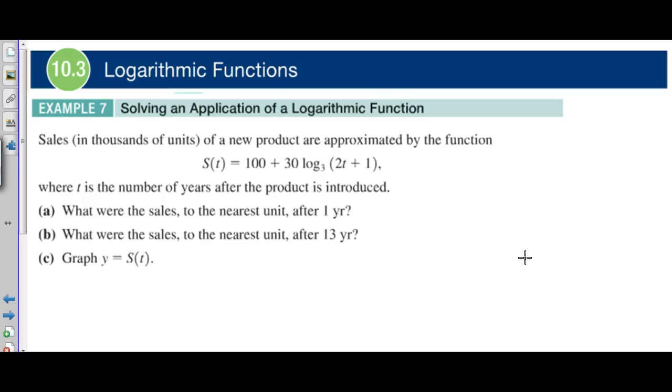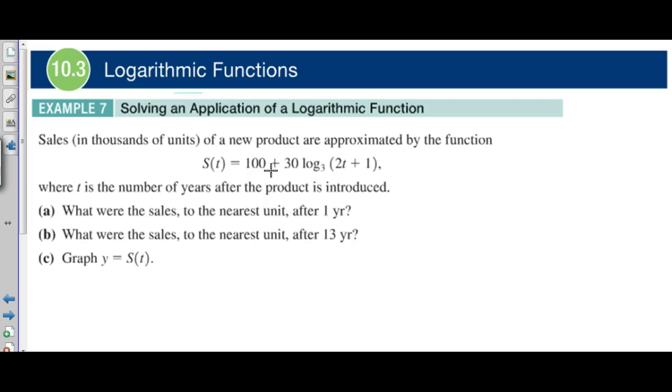In this example, we're going to be solving this application log function. And so here we're given this model function already, S of t, which is our sales of a new product. And that can be approximated by this model right here, 100 plus 30 log base 3 of the quantity 2t plus 1, where t represents the number of years after the product is introduced.